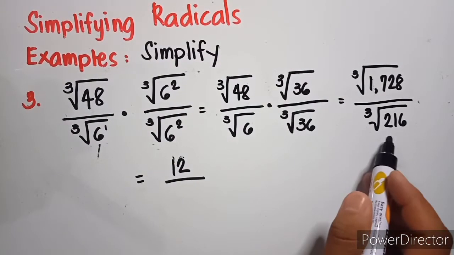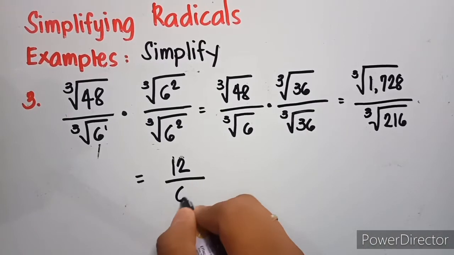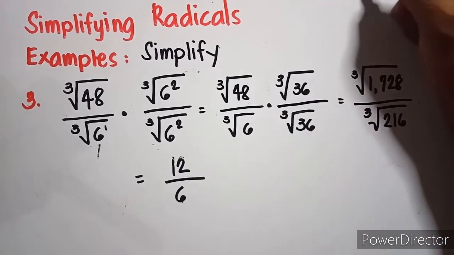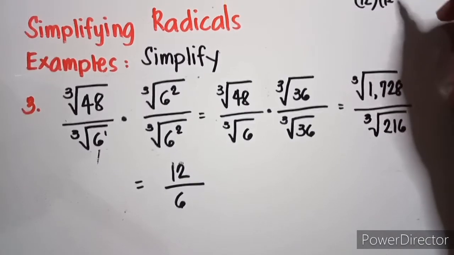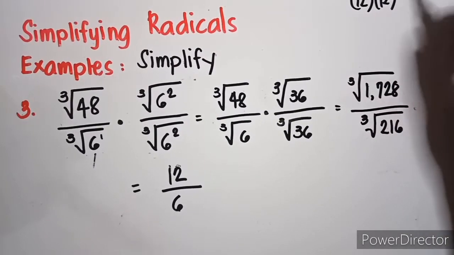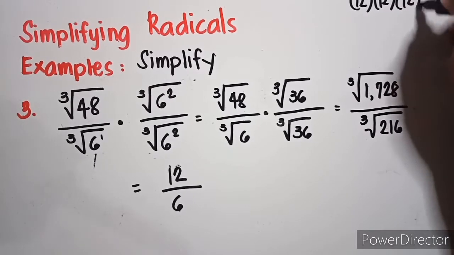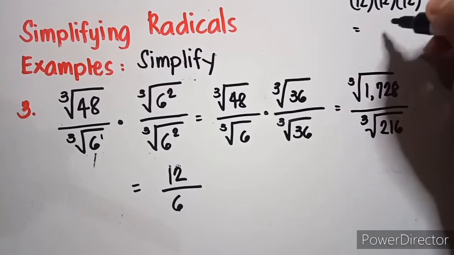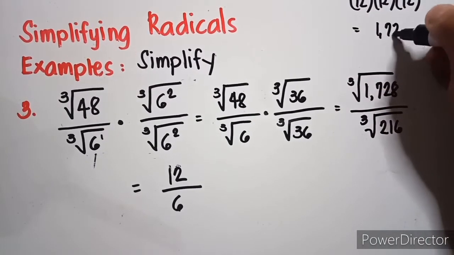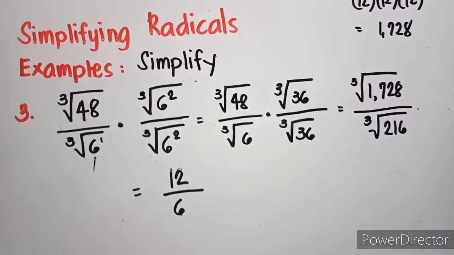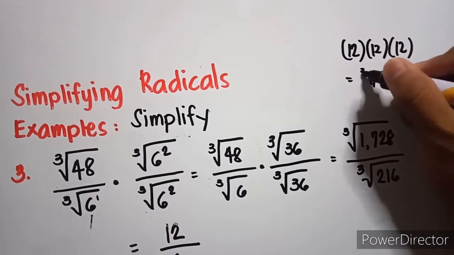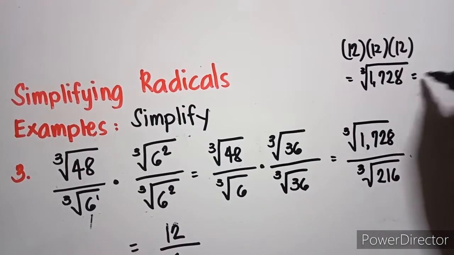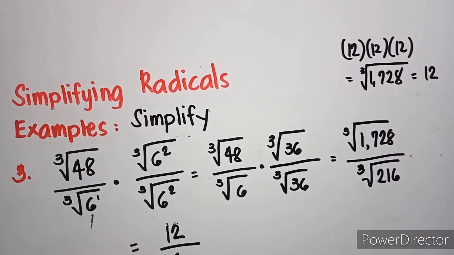At ang cube root ng 216 ay 6. Paano nakuha yung 12? So, 12 times 12 times 12. So, the answer is 1,728. Again, 12 times 12 times 12 is 1,728. So, ang cube root ng 1,728 ay 12.